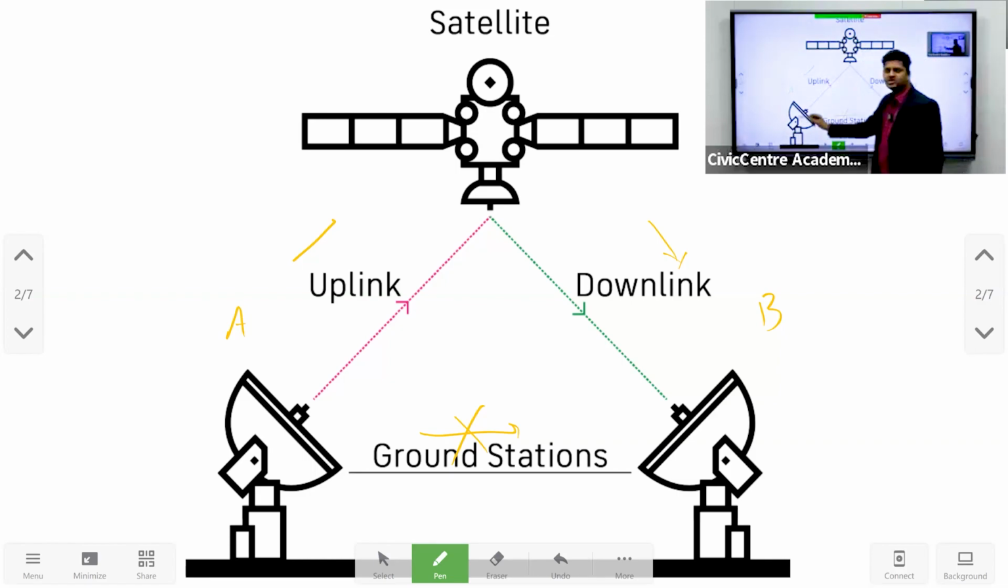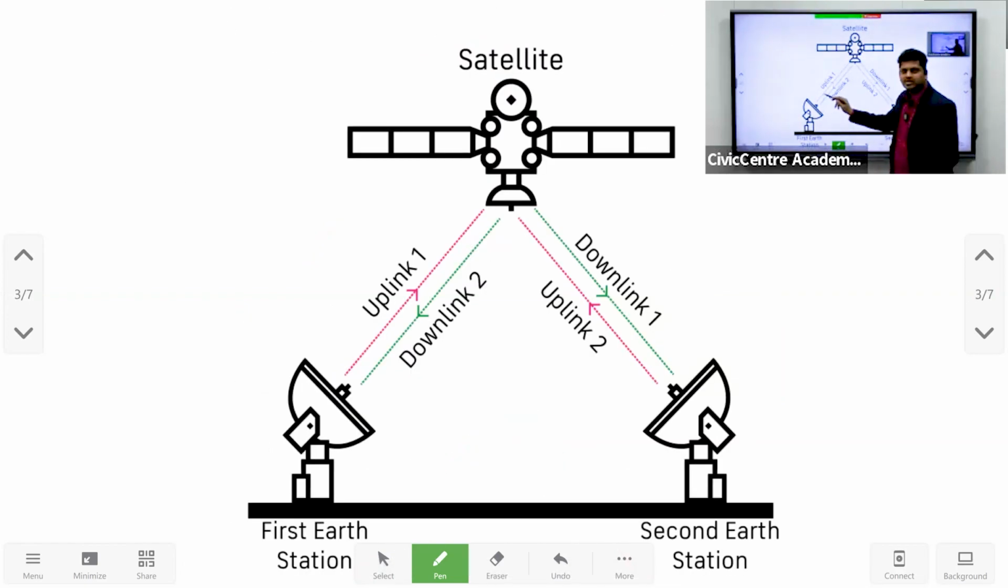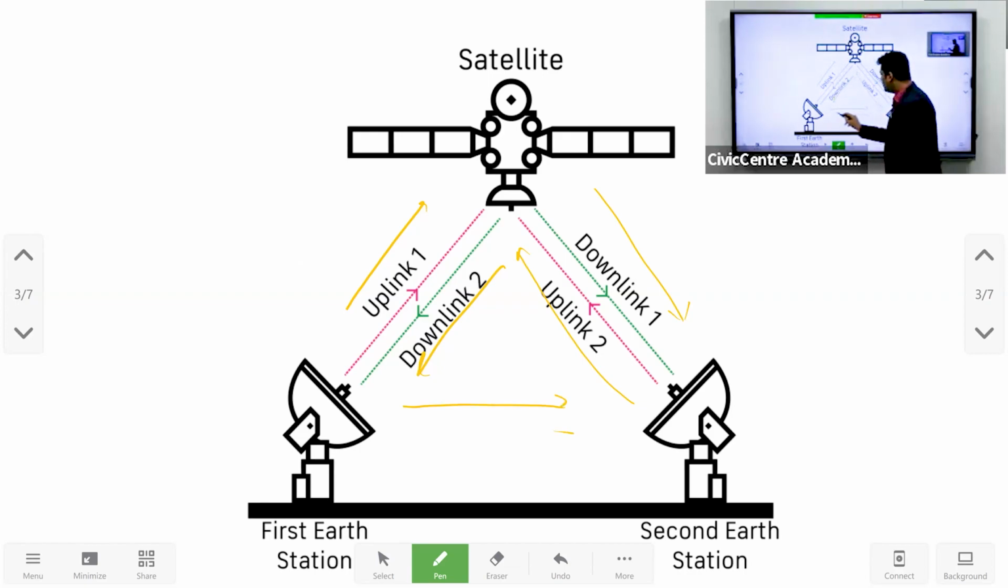So the information is being passed from place A to place B, between the ground stations, with the help of a communication satellite. But there is also something called two-way communication. Here, the same thing: we have two Earth ground stations, the information is sent from here to here, and in the same way, the information is sent back here also. So the information is sent back and forth. This is nothing but two-way communication.